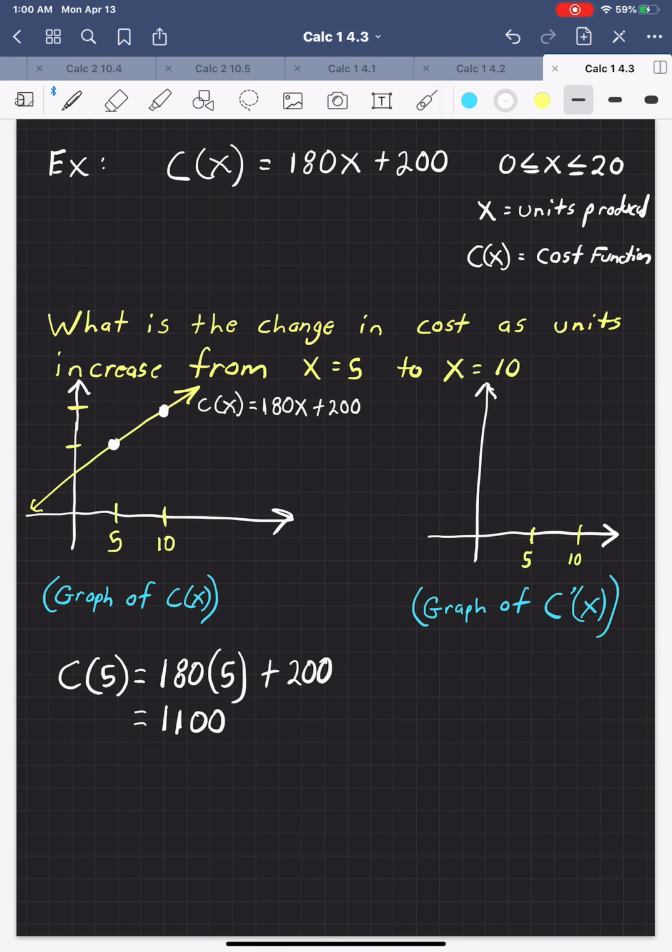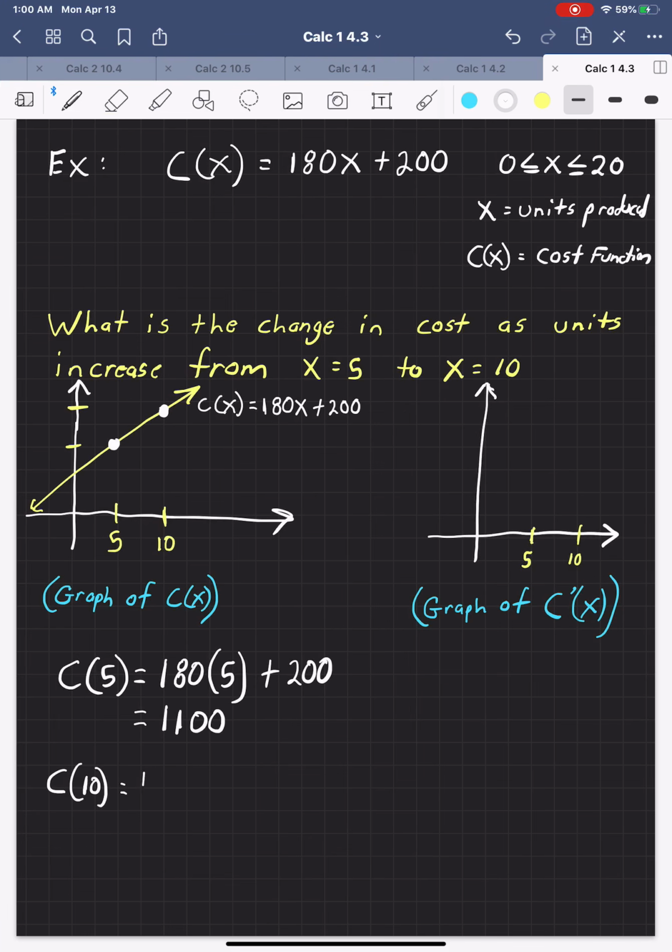1,100. Okay. So right now, again, you're producing stuff, you're selling it, say, online, and you're only producing 5 units, and you've got a cost of $1,100. But you've decided, you know what, I'm going to ramp this business up. I'm going to take it to the next level. I'm going to start producing 10 units. So now let's figure out what the cost would be if you started producing 10 units.